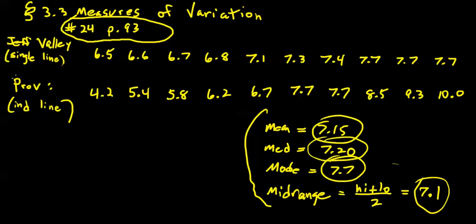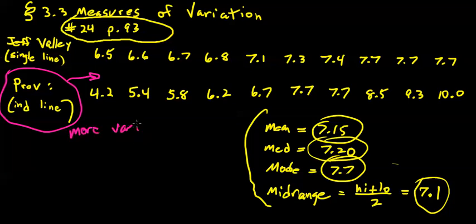In particular, the Providence Bank certainly has more variation. Certainly these numbers here are more spread out from the measures of center than the Jefferson Valley Bank. So let me write that down here. I'll say more variation, or more informally, more spread. Data is spread out more.